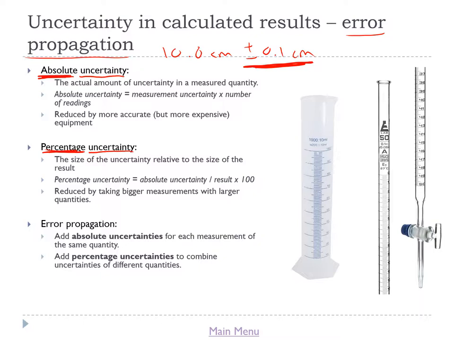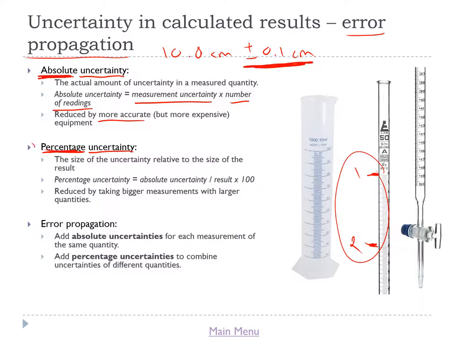Now, really importantly, if you've got something like a burette, in a burette you take two readings. You take a reading at the start, normally zero, but it is a reading, and you take another reading when you've finished. Both of those readings have the same absolute uncertainty in them. That means the uncertainty of the total volume will be double the uncertainty of each reading. So the way the error propagates with absolute uncertainty is that you take the uncertainty and multiply it by the number of readings, because they add together. You can reduce absolute uncertainty by using more accurate equipment. However, this tends to be more expensive, so it's not always economical or practical to do that.